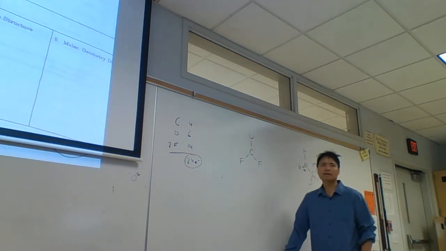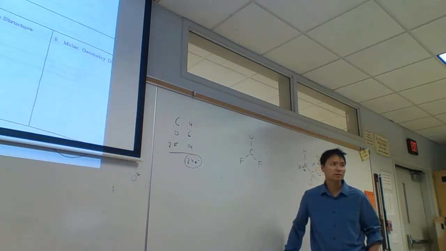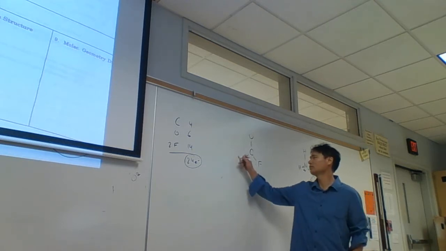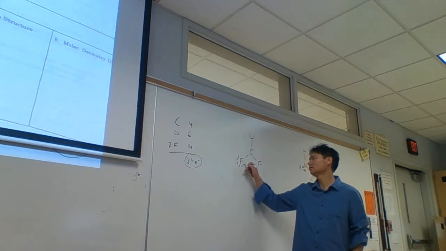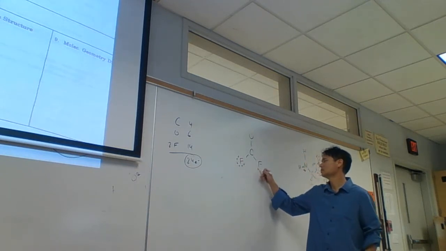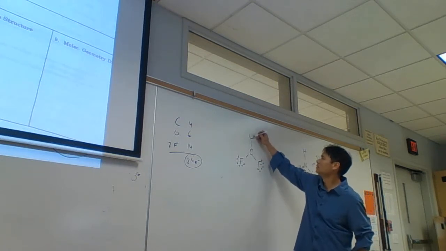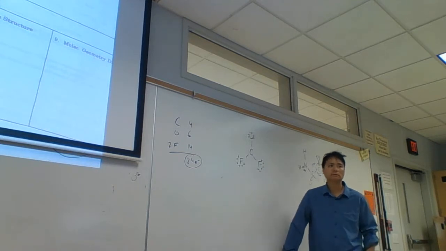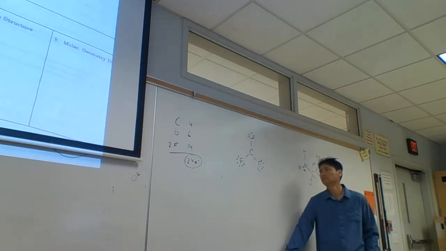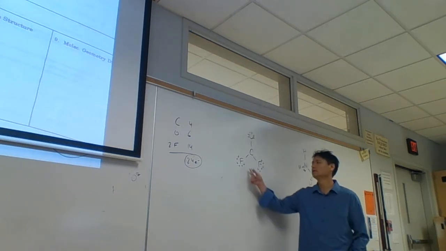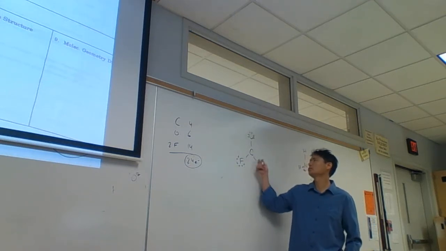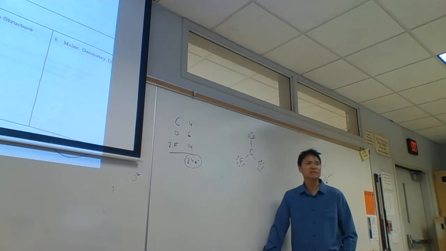So who's going to get the electrons first, fluorine or oxygen? Fluorine. Which one's more electronegative? Fluorine. So let's go with fluorine first. 2, 4, 6. 2, 4, 6. And then oxygen. 2, 4, 6. So now how many electrons have we used up? 2, 4, 6, 8. 8 times 3 is 24. 24 electrons we used up.